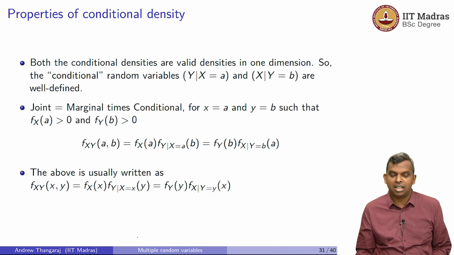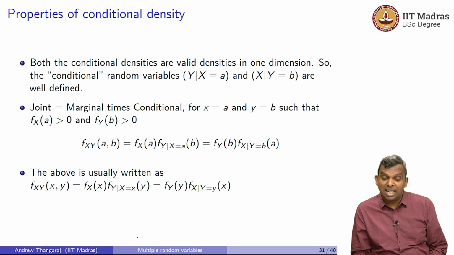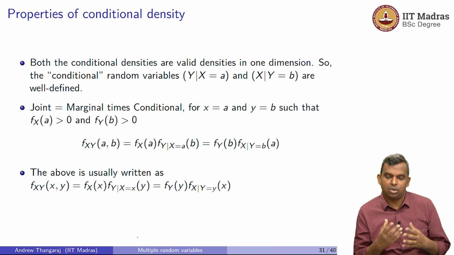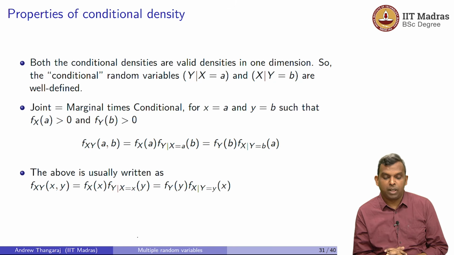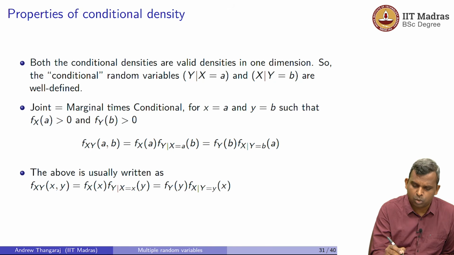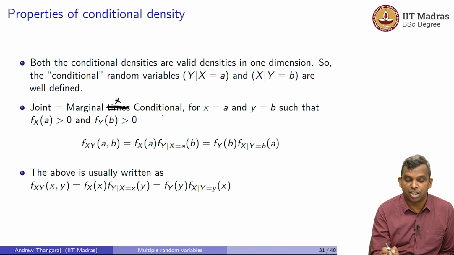There are lots of conditional densities. A quick look at properties: these are both valid densities. So you can think of conditional continuous random variables, y given x equal to A, and x given y equal to B. These are random variables with those densities, so they're all related. This is the important formula here. The joint density is the marginal density multiplied by the conditional density.